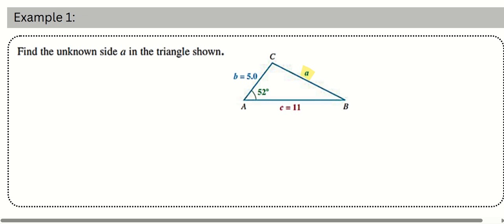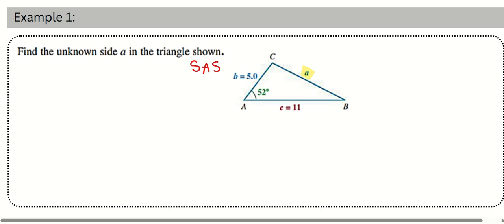Side B, angle A, and side C. Notice that A happens to be in between B and C. Okay, so that's that. So how do we go about looking at side angle side?